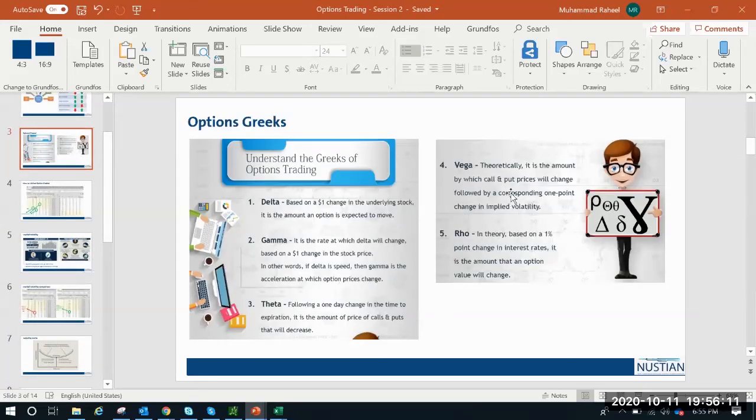Vega is another important thing, it is implied volatility. Like I said, the volatility. So before earnings, what happens? Everybody knows that 10 or 15% move is there. So that's when option prices go very expensive.